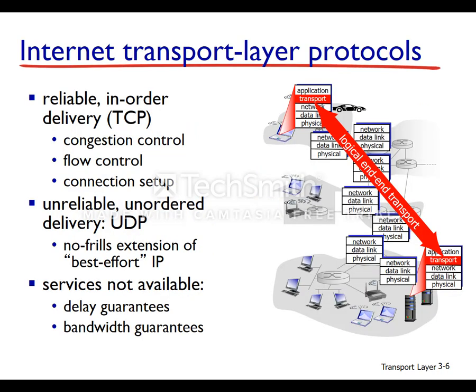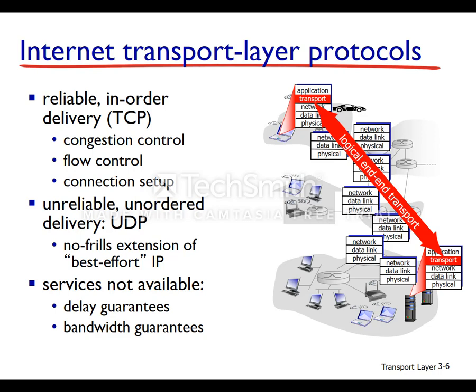So on the internet, we can have reliable in-order delivery provided by TCP, and TCP will provide congestion control, which is basically a way of regulating many senders on the network so that they don't inject so much data on the network that the network collapses. And then flow control is where we're trying to prevent a sender from sending so much data that a receiver is overwhelmed. So it's providing some feedback so the sender doesn't overwhelm the receiver with data. And TCP also allows for connection setup.